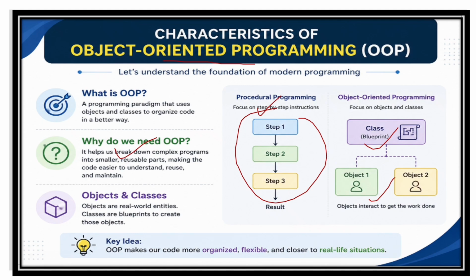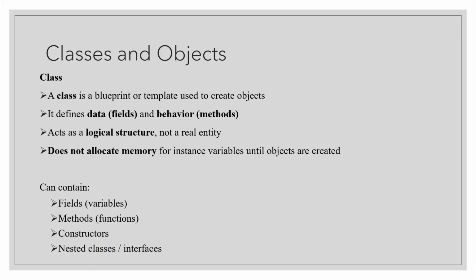So in this video, let's understand the key characteristics of object oriented programming in a simple way. But before we get into that, let's quickly understand two important concepts, which are objects and classes. You really need to know what is an object and what is a class. A class is like a blueprint or a template. Now let me give you a simple example so you can clearly understand what a class actually is.